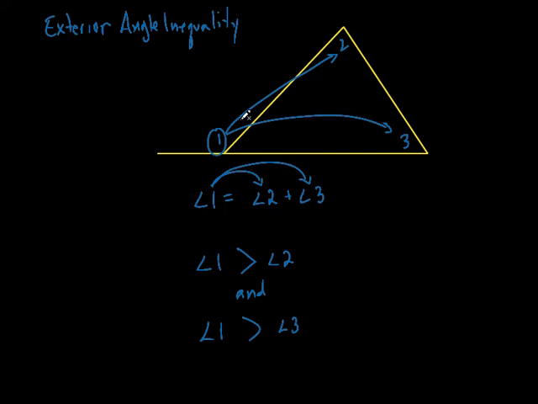Is one bigger than the other? Is one smaller than the other? And that's what they're asking when they say, what is the relationship between these angles? So angle 1 would be greater than angle 2. Angle 1 would be greater than angle 3. Now that doesn't really tell me anything about 2 and 3.